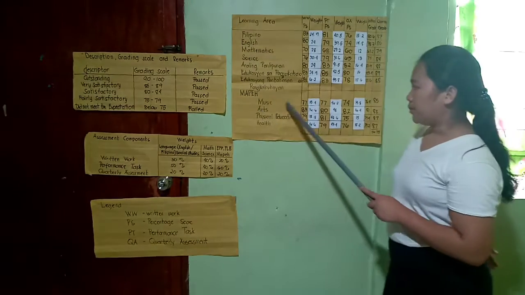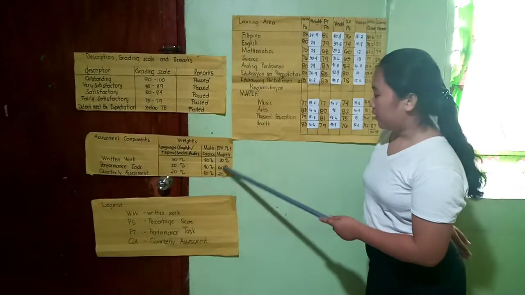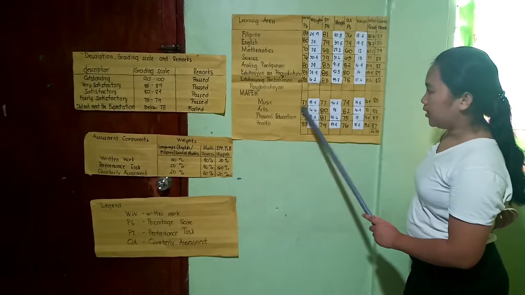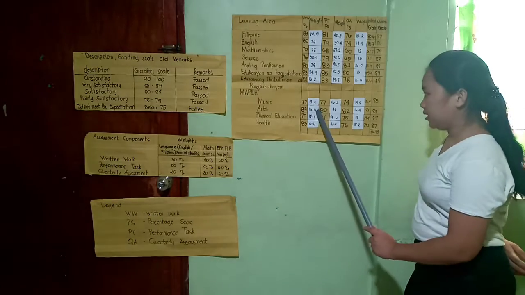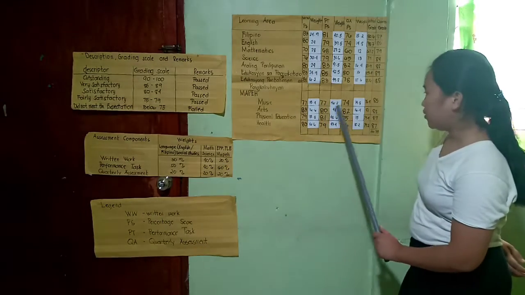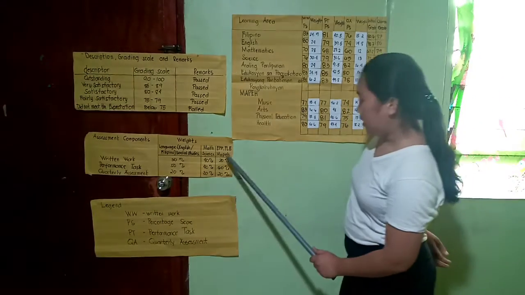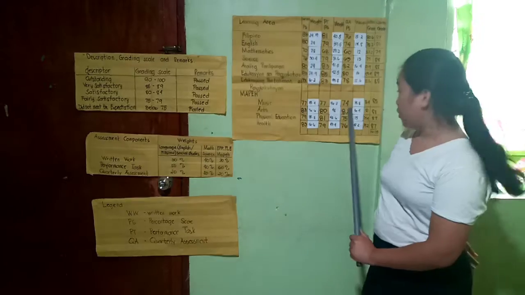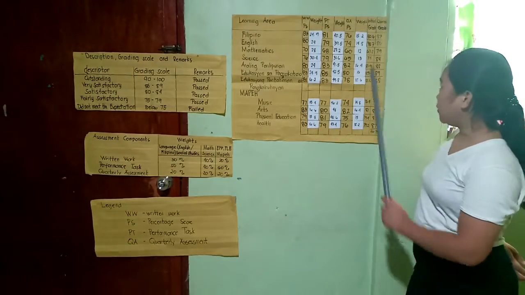So in arts, 83, with the same components. So 83 times 20% is equals to 16.6. So in performance task of arts is 83 times 60% is equals to 48. So in quarterly assessment, 82 times 20 is equals to 16.4. Initial grade of 81. It transmuted into 88.